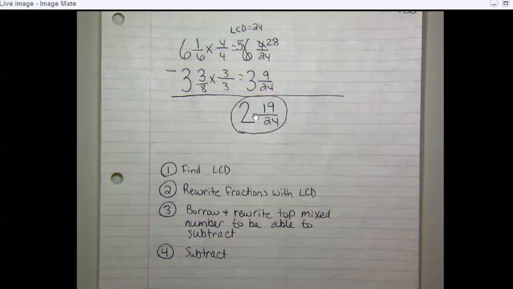5 minus 3 is 2. And 2 19/24ths is already in simplest form. So that's my final answer.